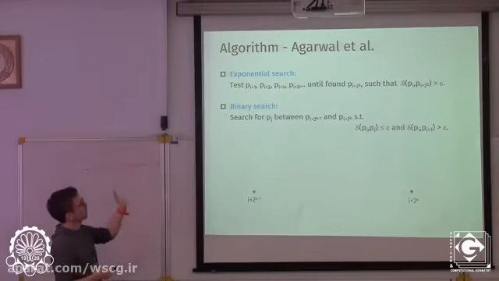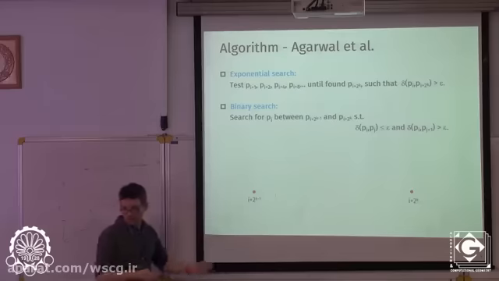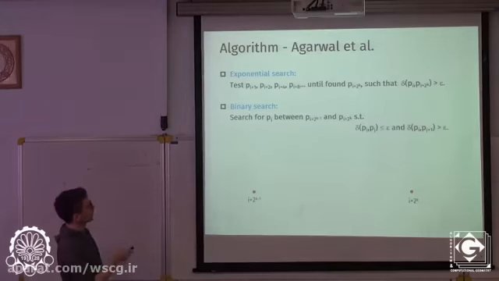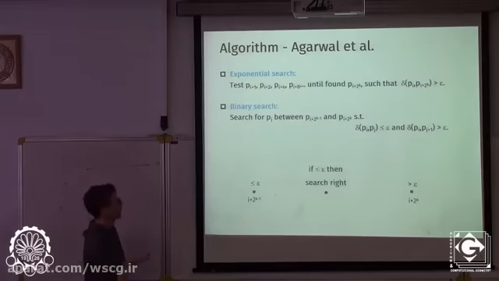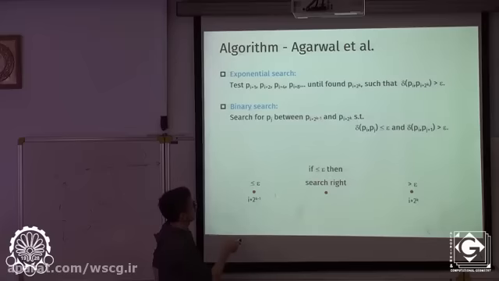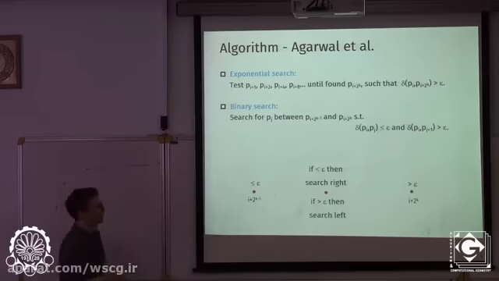And now I'm going to do a binary search on this interval. This one is smaller or equal to epsilon, this one is larger than epsilon, and that means we can now do a binary search here. If the distance is smaller or equal to epsilon, I'm going to search to the right, otherwise I go to the left.